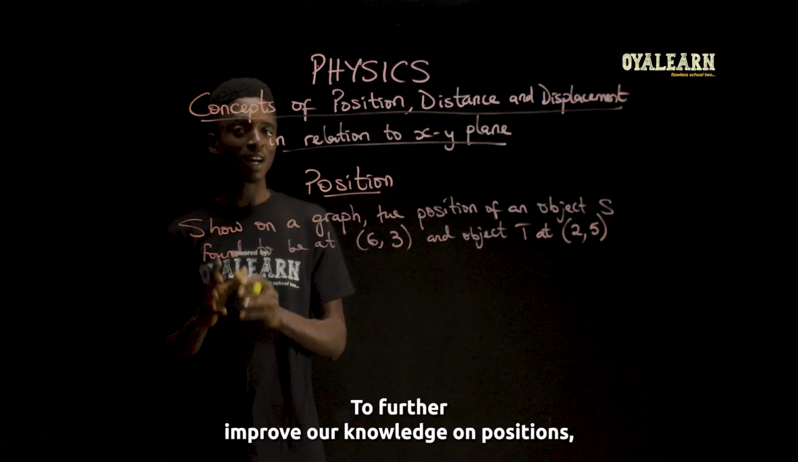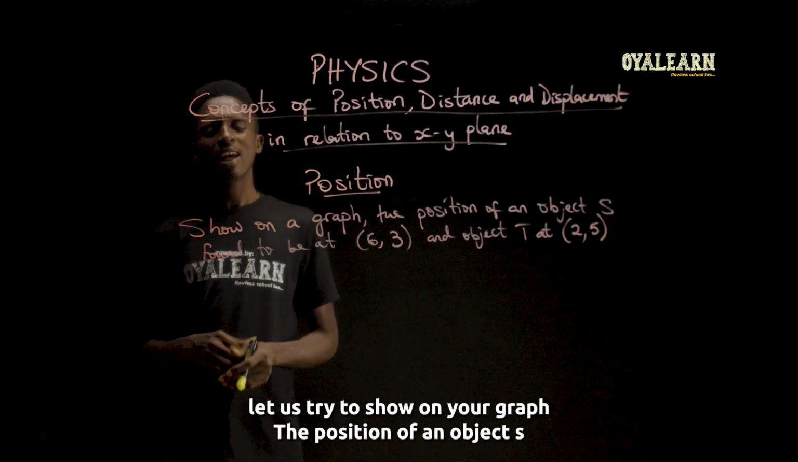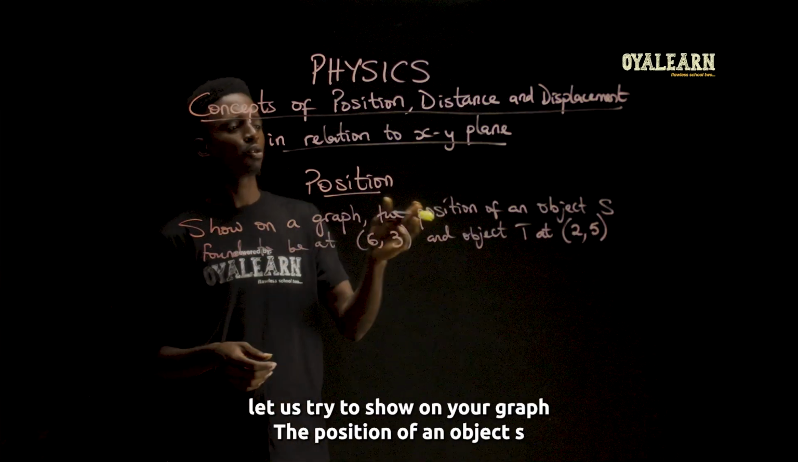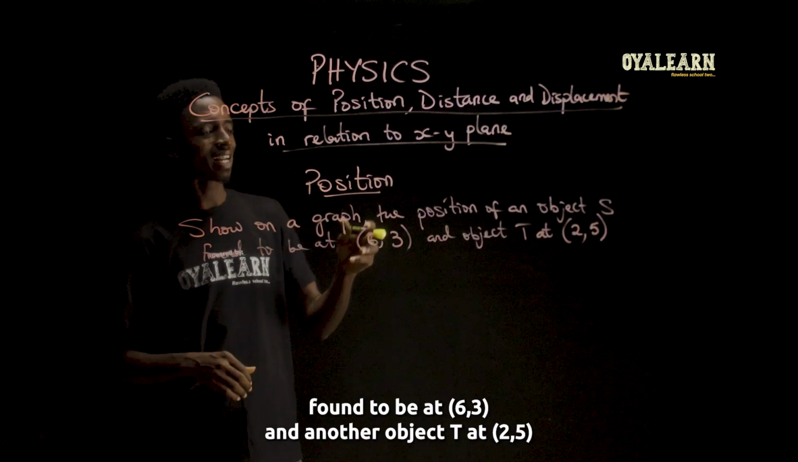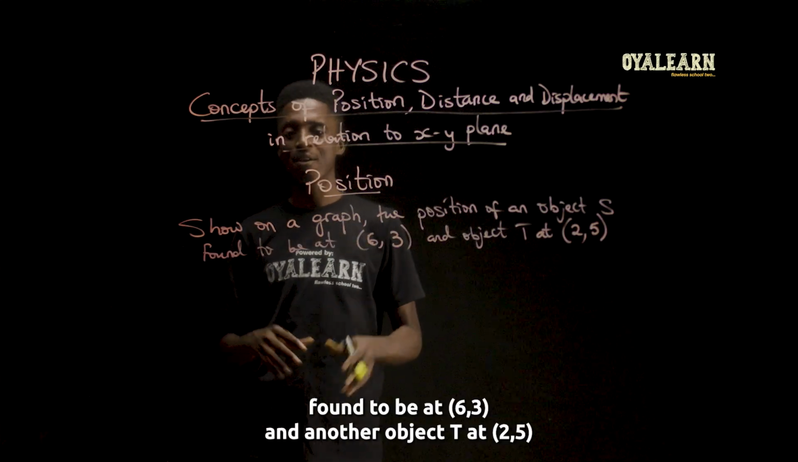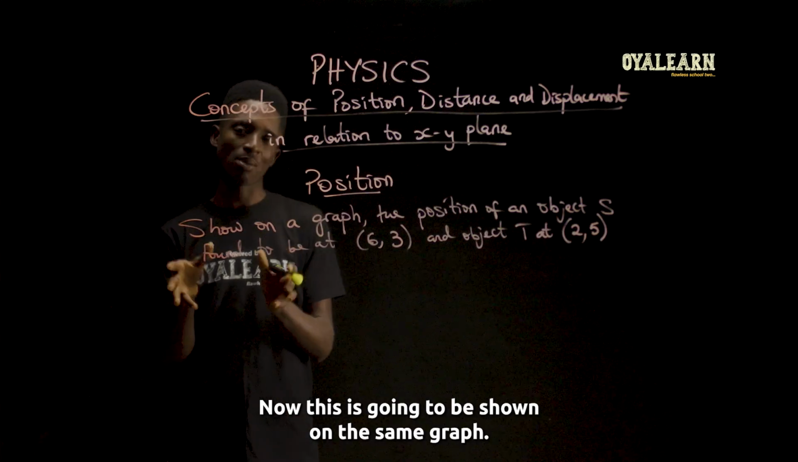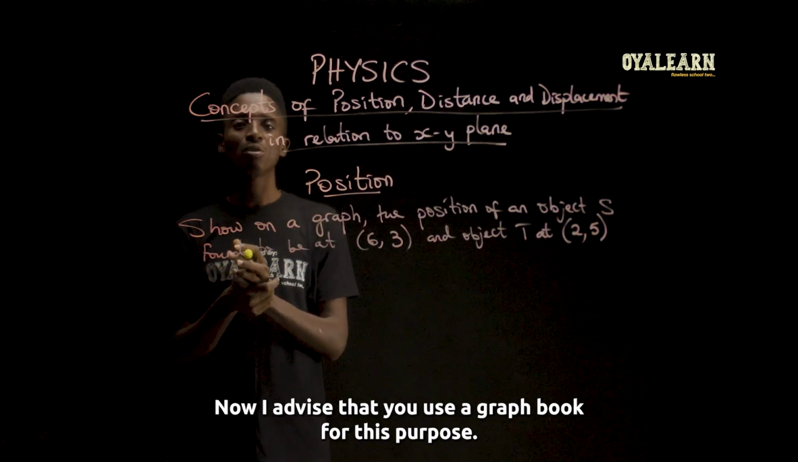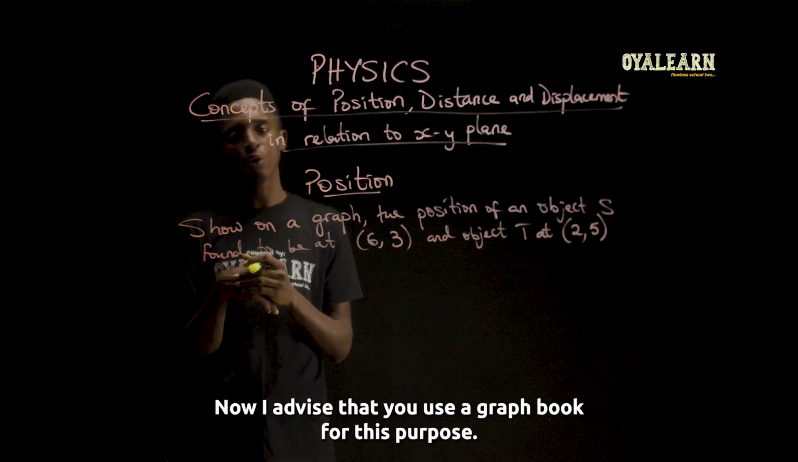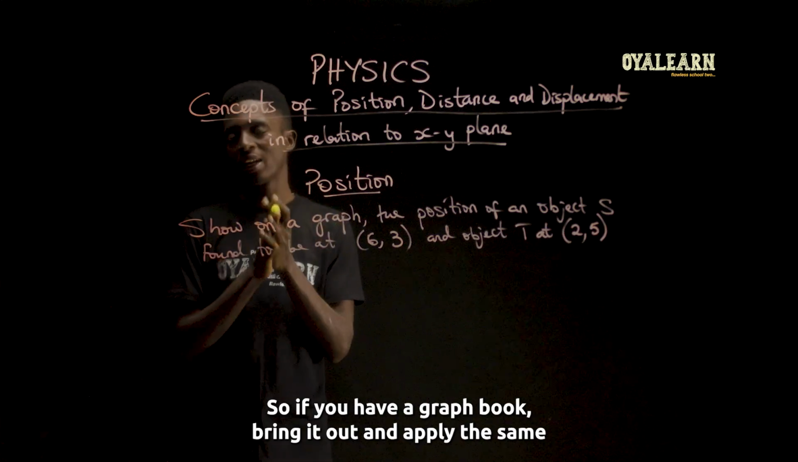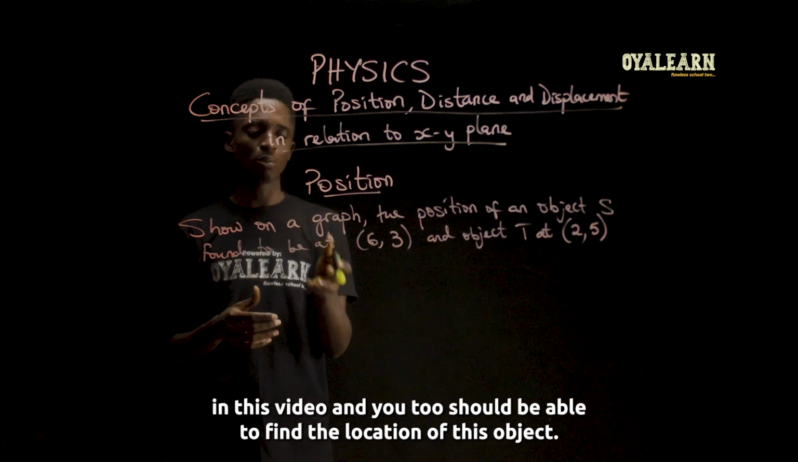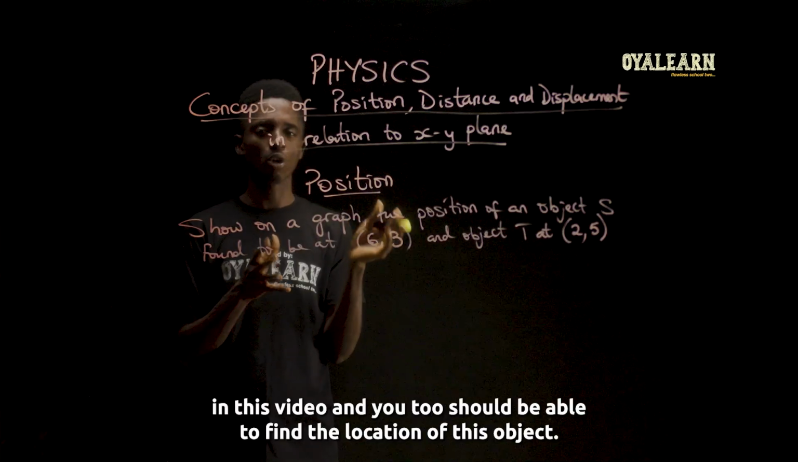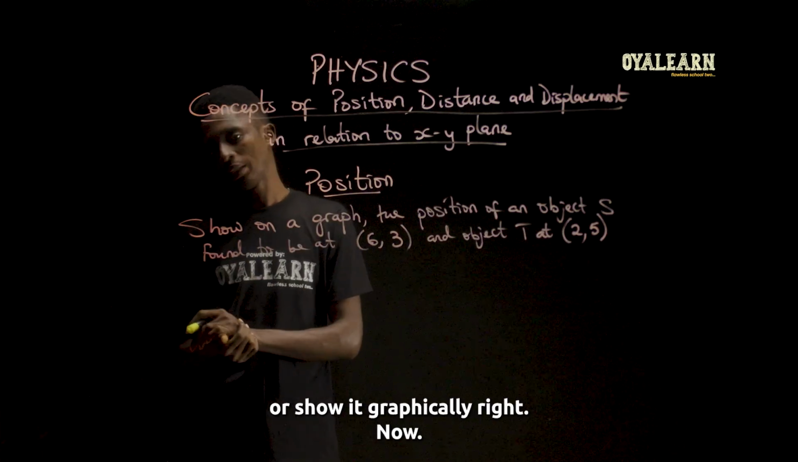To further improve our knowledge of positions, let us show on a graph the position of an object S found at 6,3 and another object T at 2,5. This is going to be shown on the same graph. I advise that you use a graph book for this purpose. So if you have a graph book, bring it out and apply the same methods we're going to use in this video, and you too should be able to find the location of this object or show it graphically.